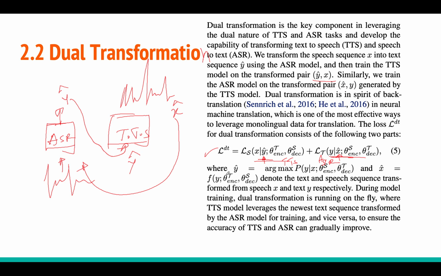Once you optimize this, or once you train this model, you can actually predict this y cap. What is this y cap? It's nothing but the argmax of y given x, and x cap is again the same thing. And that's how this model works. This is called a dual transformation. So as I said, it's a two model setup, where one's output goes to the other, and the other's output goes back to the first model, and this is how the training happens.